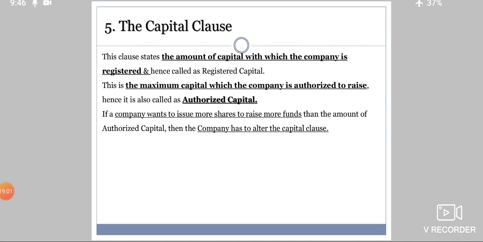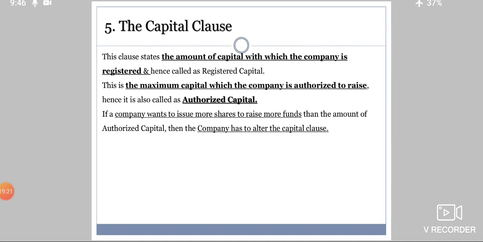Coming to the fifth one, the capital clause. Capital, money invested in the business. See, this clause states the amount of capital with which the company is registered and hence it is called registered capital.